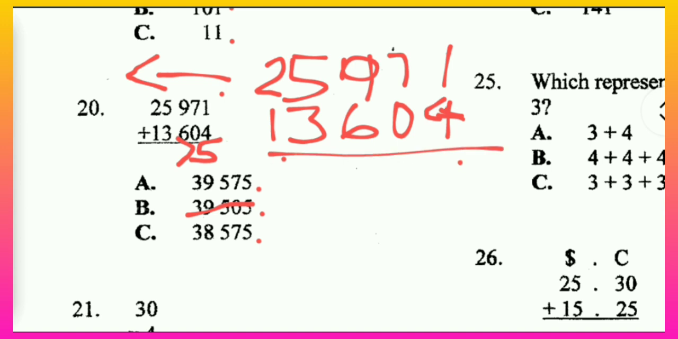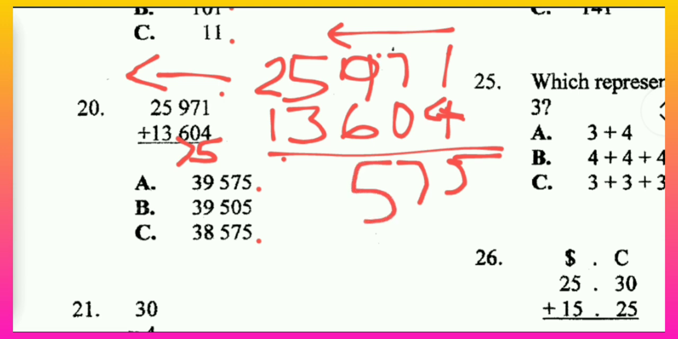4 and 1 is 5, and we did say they all end in 5, so we can't select. We move to the next column. Remember, we're going in this direction. 7 plus 0 is 7. So we have 2 ending in 75, and that is A and C. So we can't jump ahead and select. Moving to the next column, 9 plus 6 is 15. They both have 575 at the end. See, 575, 575. Still can't jump and select anything.